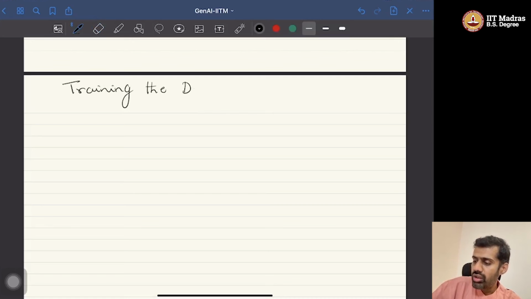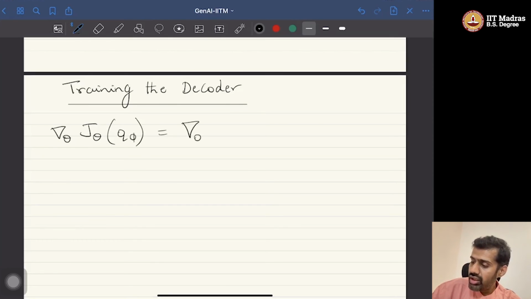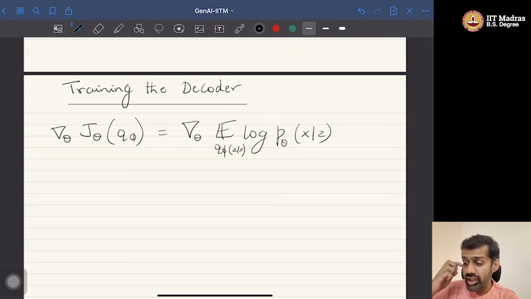Training the decoder. How do we train the decoder? We simply need the gradients of the ELBO term with respect to the decoder parameters, which is equal to the gradient of the first term with respect to theta.